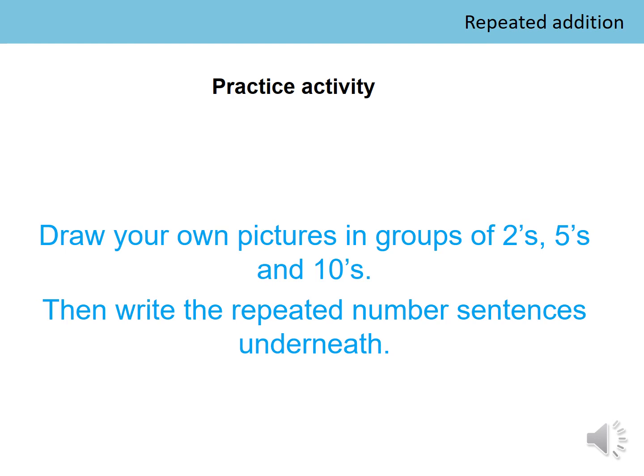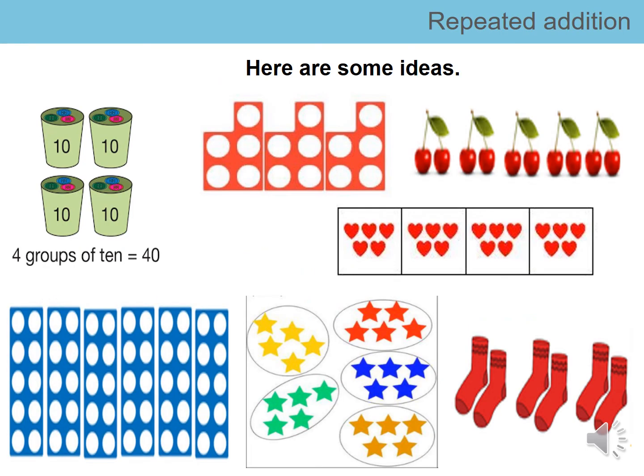Your activity now is you're going to draw your own pictures in groups of 2s, 5s and 10s. Then write the repeated addition number sentences underneath. Here are some ideas you might like to use. You can use some of these or you can use your own ideas. Right, enjoy!